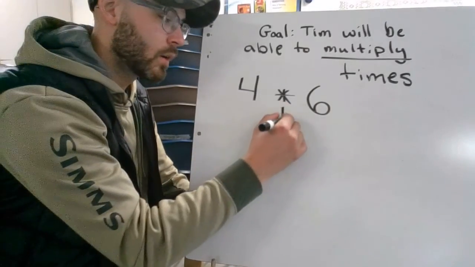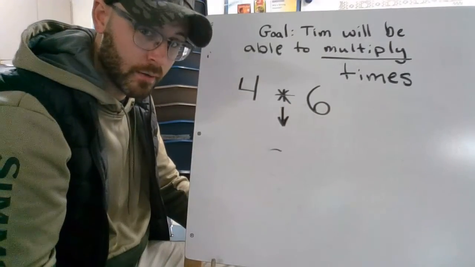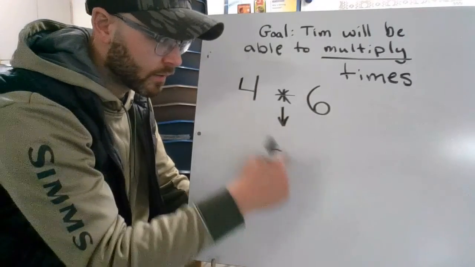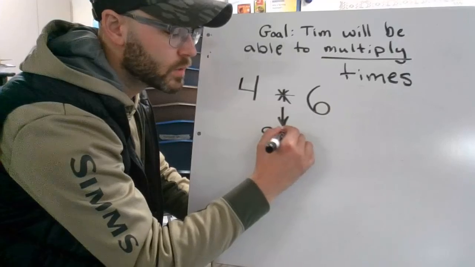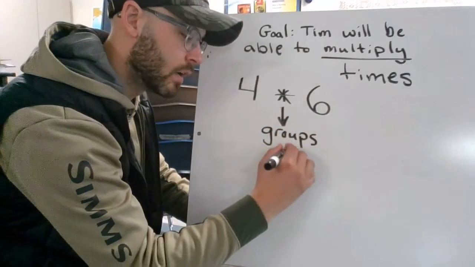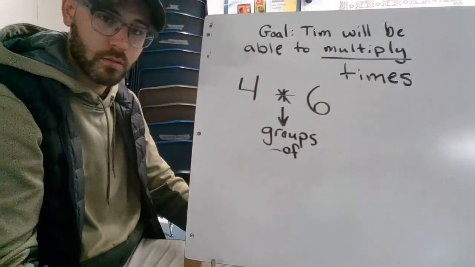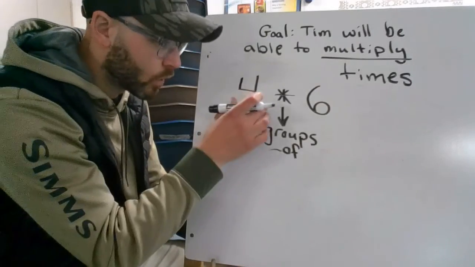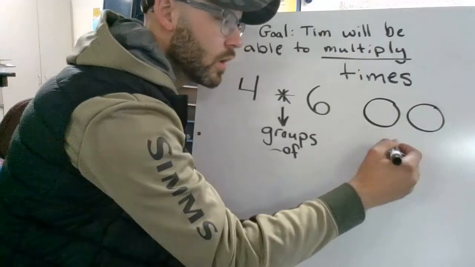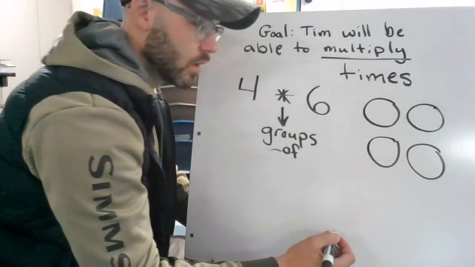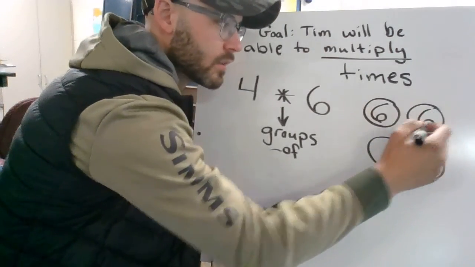This says 4. I'll let you guess what I'm going to write right here. I'm going to write right here 4 groups of 6. Same concept. 4 groups of 6. I'll make 4 groups. 1, 2, 3, 4. And each group has 6.